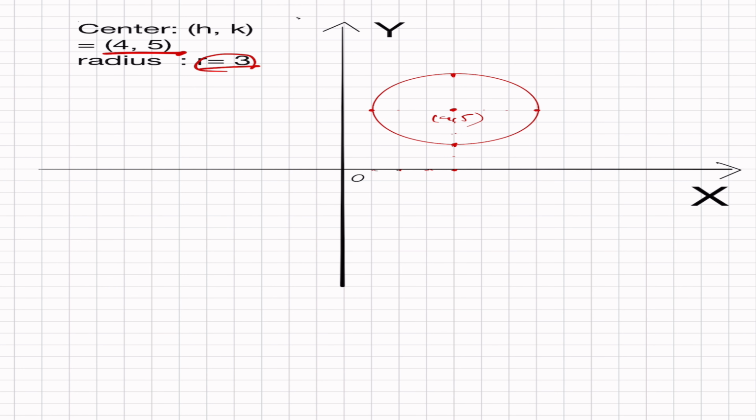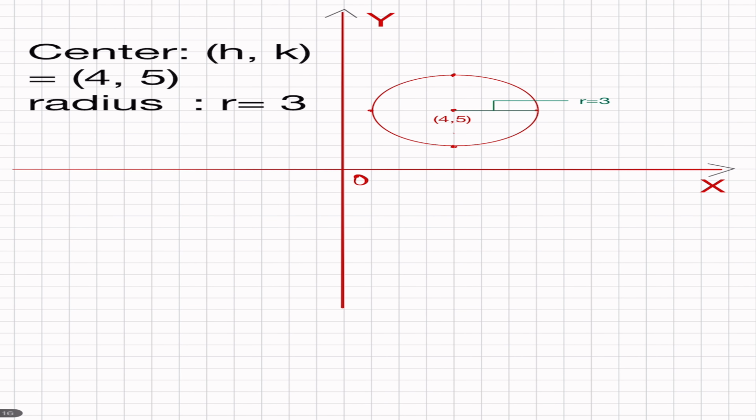So this is going to give us our graph. Okay, so you can see the graph here clearly. This is our answer.